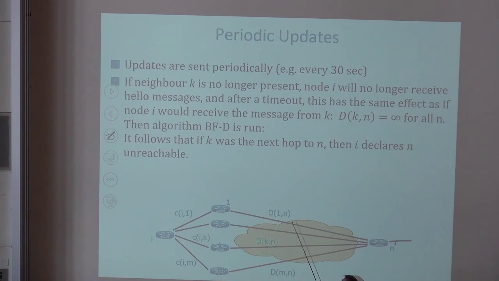And if a neighbor is no longer present, if a link is broken, it is usually interpreted in the same way as having a distance equal to infinity. We'll come back to that detail in a minute.